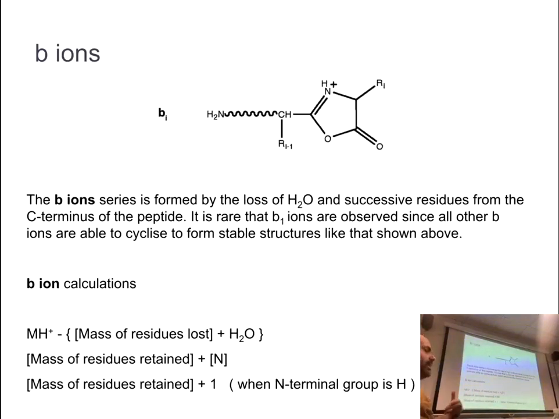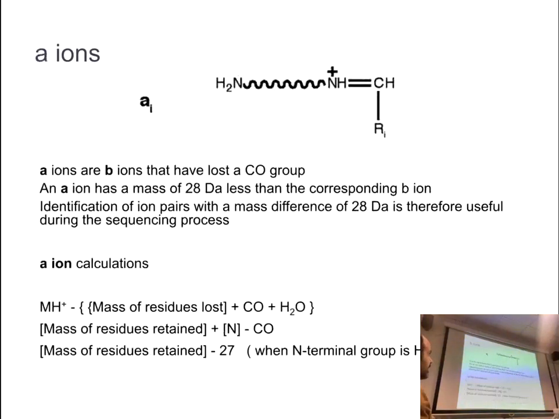So, apart from giving you an MS/MS spectrum and asking you to figure out the sequence, I might give you a sequence, A, C, C, I, T, R, whatever, and ask you to calculate the different fragment masses. And these are the calculations. It's usually the mass of the residues retained plus the N-terminus group. But again, we're going to keep it simple. In most cases here, we're going to be talking about an N-terminal group of H. So that's how you calculate.